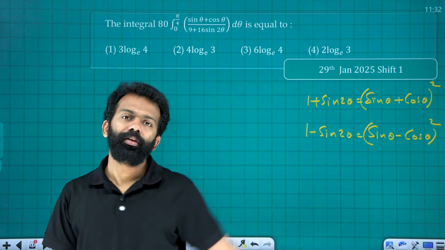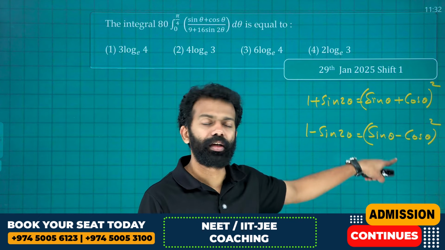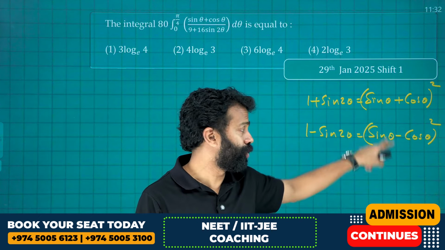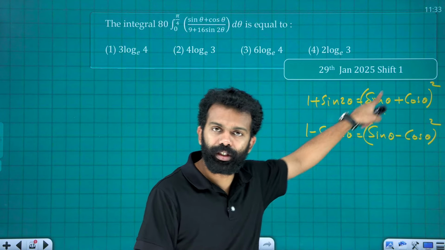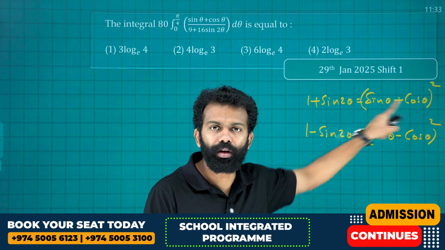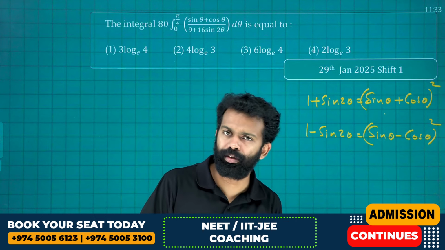So, my question is, in the numerator we have sin theta plus cos theta. Among these, which is the derivative of which? If you differentiate which among these two, you will get sin theta plus cos theta? If you differentiate this one, you will get cos theta minus sin theta. Not going to work. And if you differentiate this, you will get cos theta plus sin theta, right?